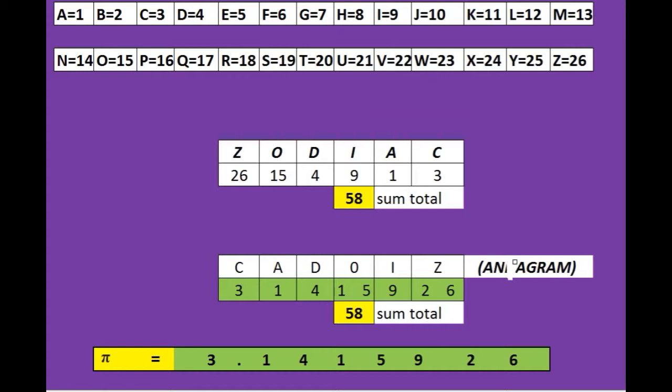Using the English alphabet in its ordinal value, A first equals 1, Z the last equaling 26. The name zodiac we see here has a value of 58 in sum total. Its anagram, C the third letter, A the first letter, D the fourth, O the 15th letter, I the 9th, and Z the 26th letter, and its sum total of 58 as well. But it encodes pi into the anagram of the Latin name zodiac, which means circle of animals.